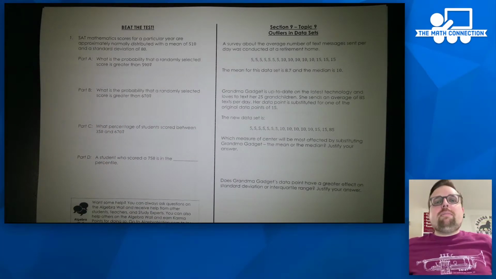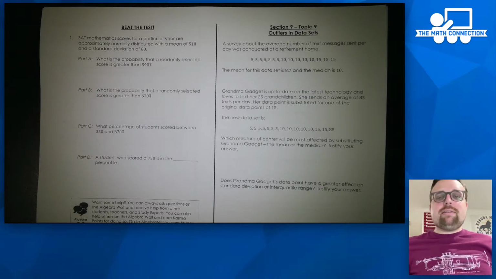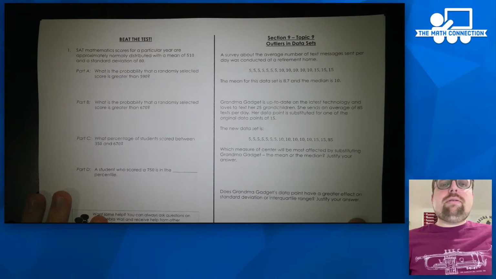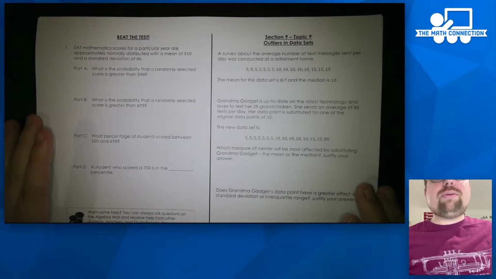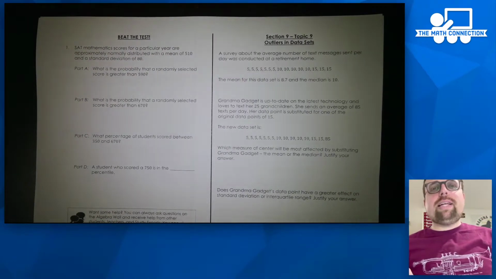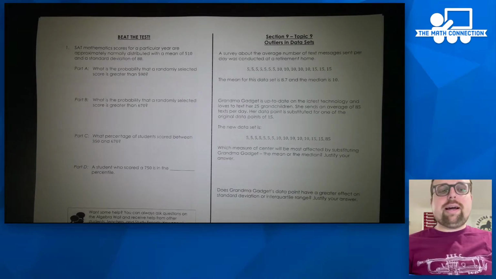Today we're going to be talking about outliers in data sets. Make sure that you've printed out these notes from Google Classroom so that you can follow along or write them down on some blank paper of yours, okay?